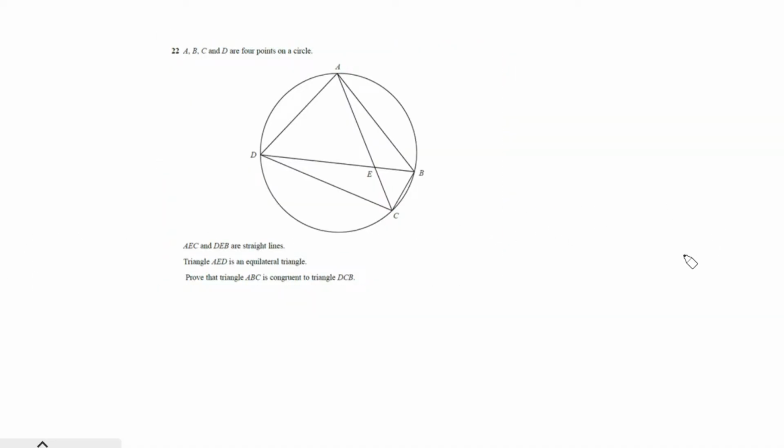This is question 22. Again, you can see we're at the end of the paper. What paper was this? November 2019, paper 1. Oh, we'll probably be looking at this later on this week then.